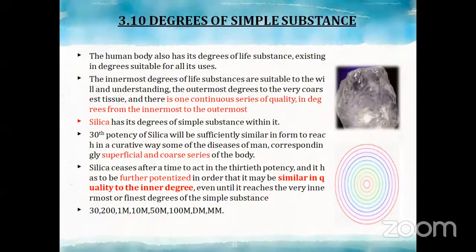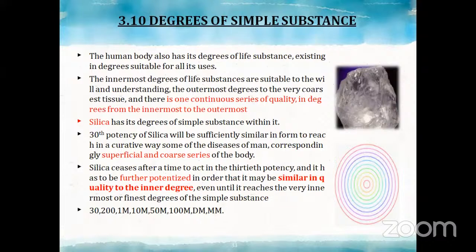Then we can analyze it in degrees of simple substance. So what are these degrees stating? Kent always tells about series in degrees like that. He tells that the human body has its degrees of life substances existing in degrees suitable for all its use. The innermost degrees of life substance are suitable to the will and understanding, and the outermost cores to the coarse tissues. And there is one continuous series of quality in degrees from the innermost to outermost.